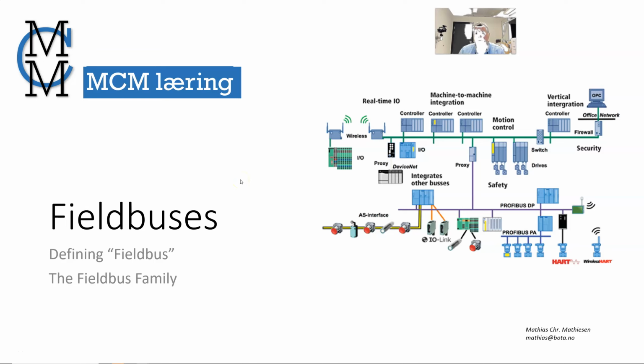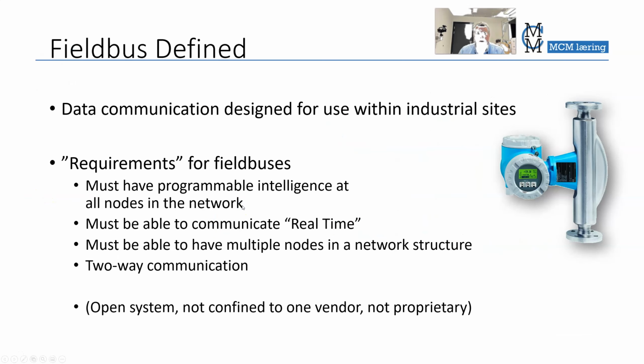In this second film on industrial data communication, we will introduce the term Fieldbus. Fieldbus is data communication designed for use within industrial sites. So it's communication between actuators, sensors, computers, that is PLCs typically, and so on in an industrial plant. And it's not computers used for Google surfing or to update your Facebook status.